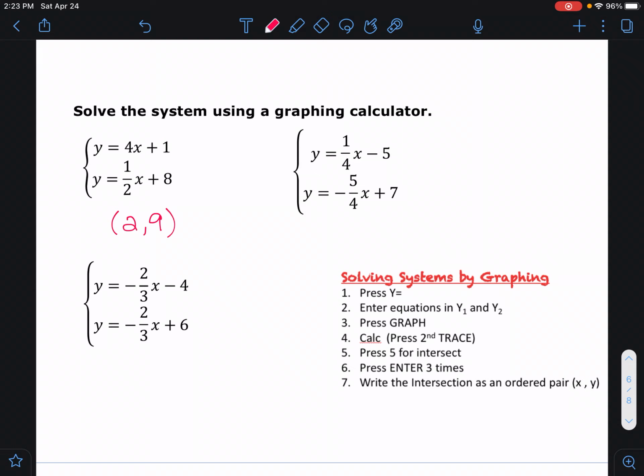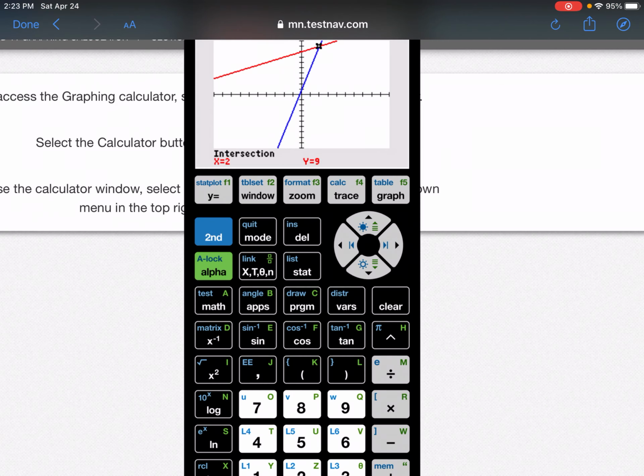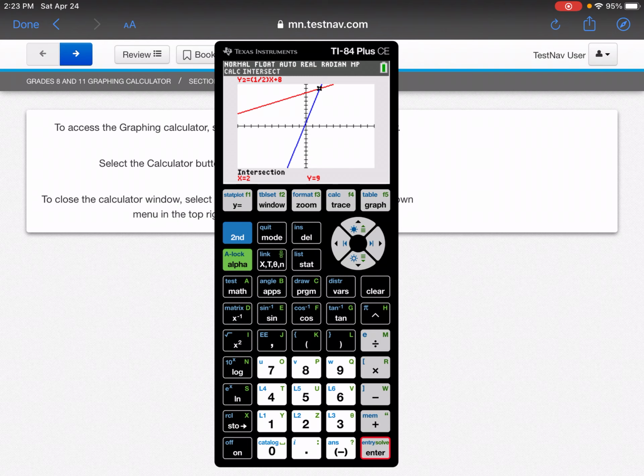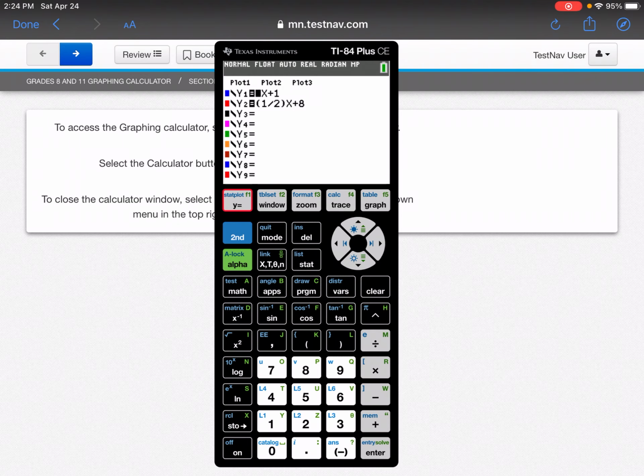Now we're gonna do this one more time. The second problem says, where do these lines cross? y equals 1/4 x minus 5, and y equals negative 5/4 x plus 7, okay? So we're gonna do that on our calculator, and I'm just gonna write down a couple of things so I don't forget. All right, let's go here. So now we've done that. We're gonna go back to the y equals screen. Okay, I'm just gonna clear that out and clear this one out.